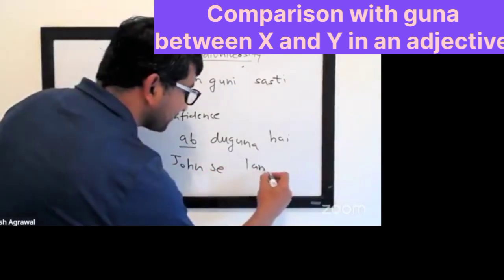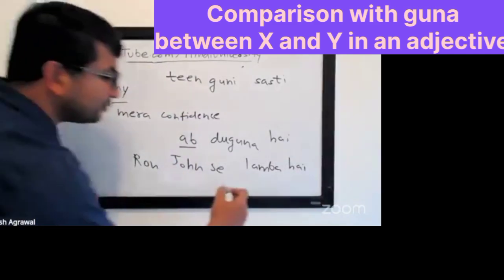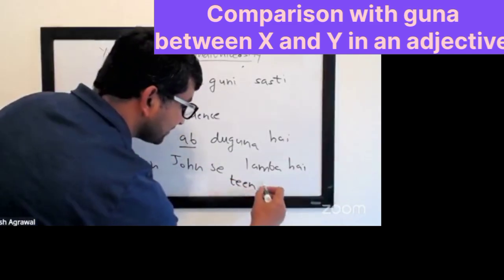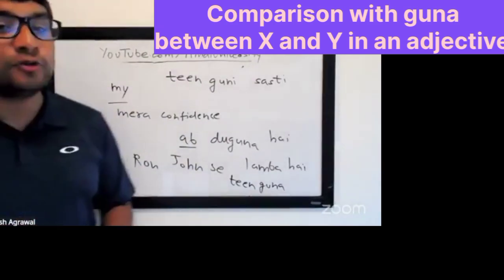लंबा है. ओके, और 3 गुना लंबा है. ओके, और स्टेसी सारा से 3 गुनी लंबी है.